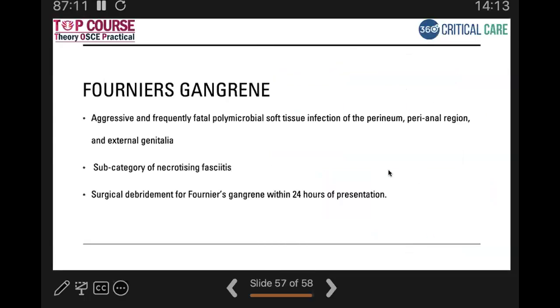Coming on to Fournier's gangrene, which is an aggressive necrotizing fasciitis of the scrotal skin, which could involve the perineum, perianal region, and external genitalia. When you find this, surgery is the first line of treatment along with antimicrobial therapy. Immediate surgical debridement is mandatory within 24 hours of presentation, or else the patient might succumb also. Okay, it is a very important surgical indication for a complicated UTI.